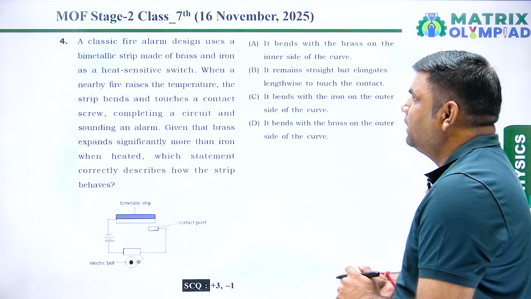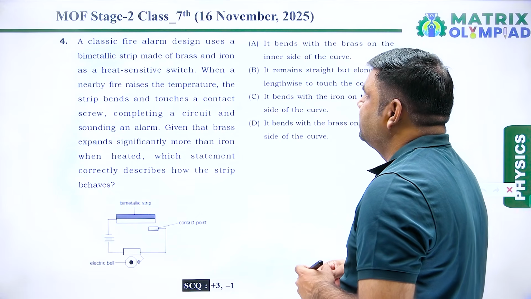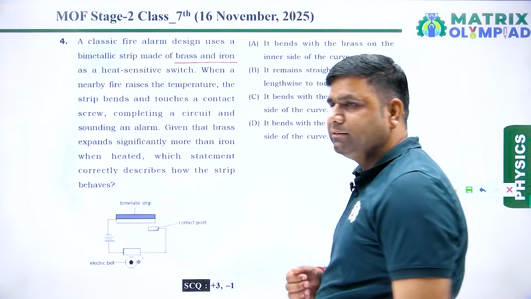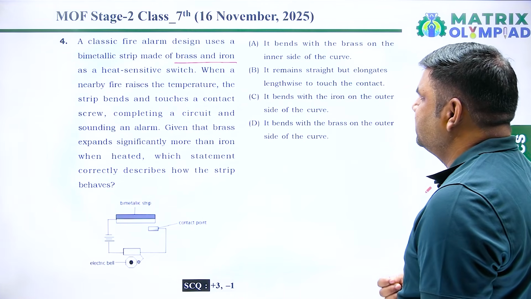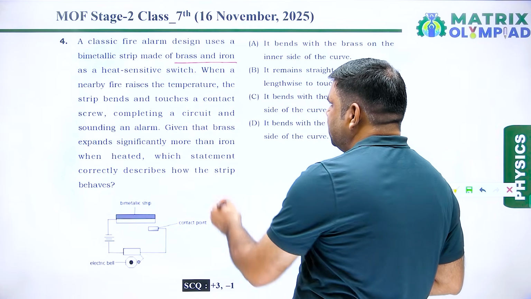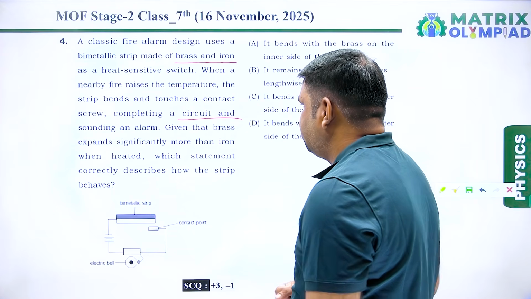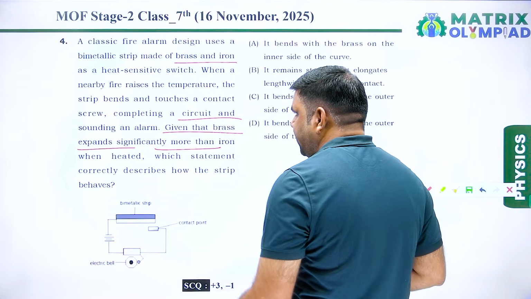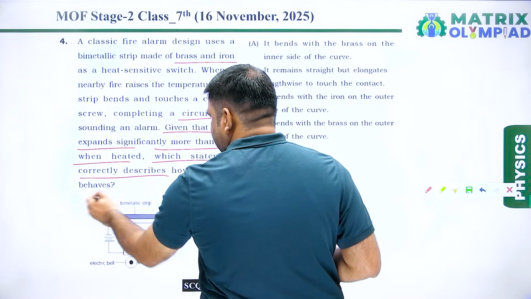In question number 4, a classic fire alarm design uses a bimetallic strip made of brass and iron as a heat sensitive switch. When a nearby fire raises the temperature, the strip bends and touches a contact screw, completing a circuit and sounding an alarm. Given that brass expands significantly more than iron when heated, which statement correctly describes how the strip behaves?